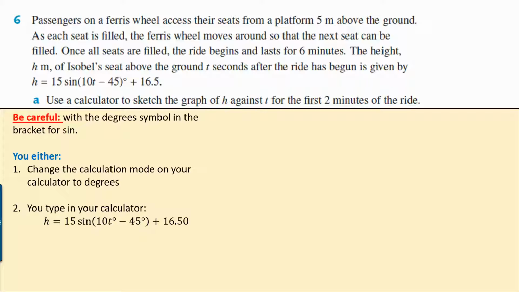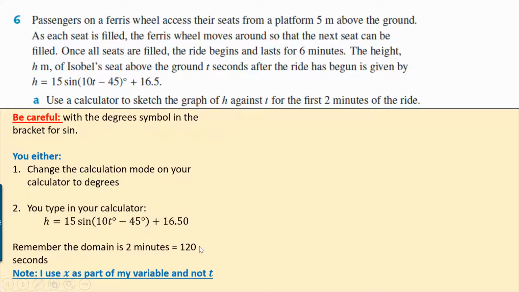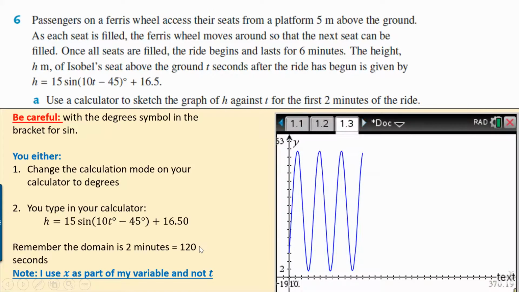Yes, Emma? I got a question. What happens if you just leave your calculator mode in radians, but then you times the whole 10t minus 45 by pi on 180? Would that still work? Yes, that would be fine. That's the other alternative as well. You can change the radians algebraically in your equation by multiplying by pi on 180. If you do it that way, now if you sketch it, and remember the domain is 120 seconds, then you should get this.